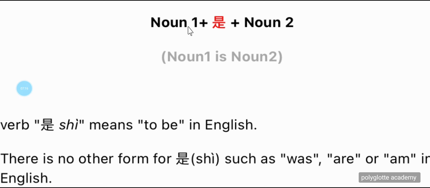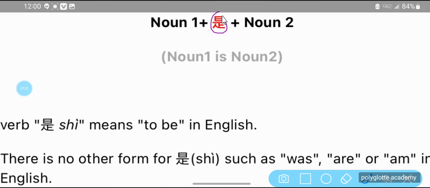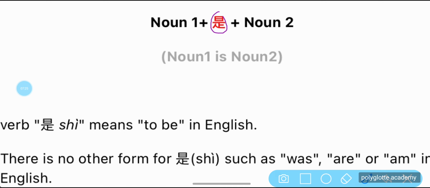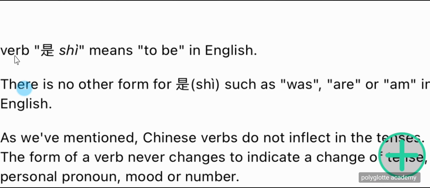Now noun 1 plus shi plus noun 2. So noun 1 is noun 2. This is the basic structure for connecting nouns with shi. The verb shi means to be in English. There is no other form for shi such as was, are, or am in English.